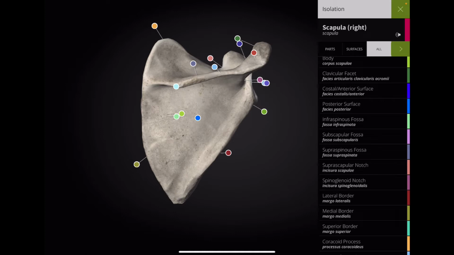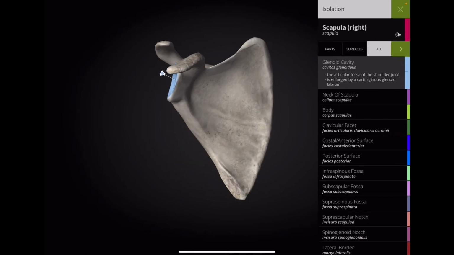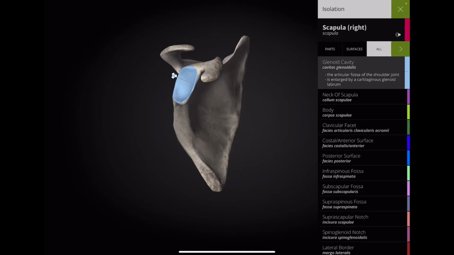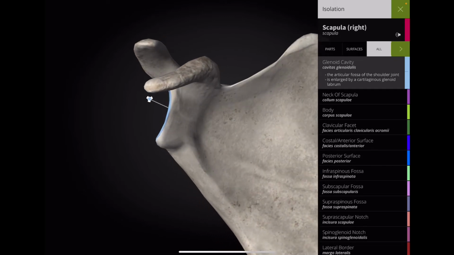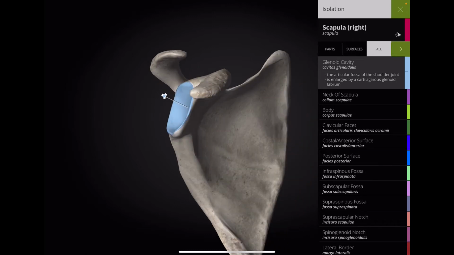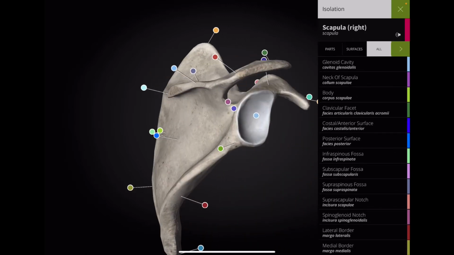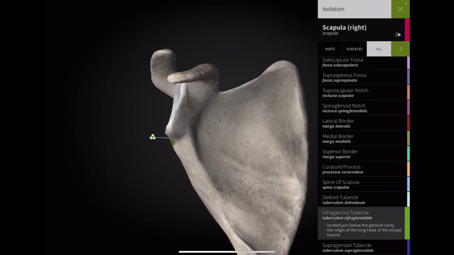What we need to talk about now, so we mentioned a little bit about the glenoid cavity earlier on, which we said was the articular fossa where the head of the humerus inserts into. So basically that gives rise to the shoulder joint. The shoulder joint is made by the glenoid cavity of the scapula and the head of the humerus. What we also get is the infraglenoid tubercle, which is the place of origin of the long head of the triceps brachii.